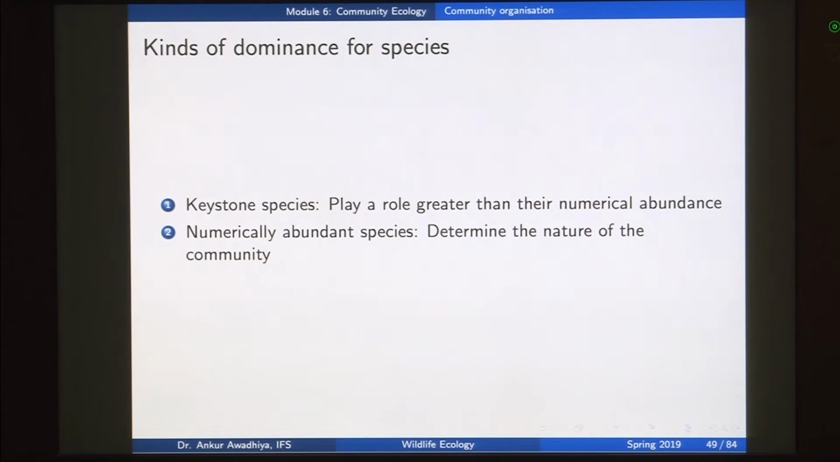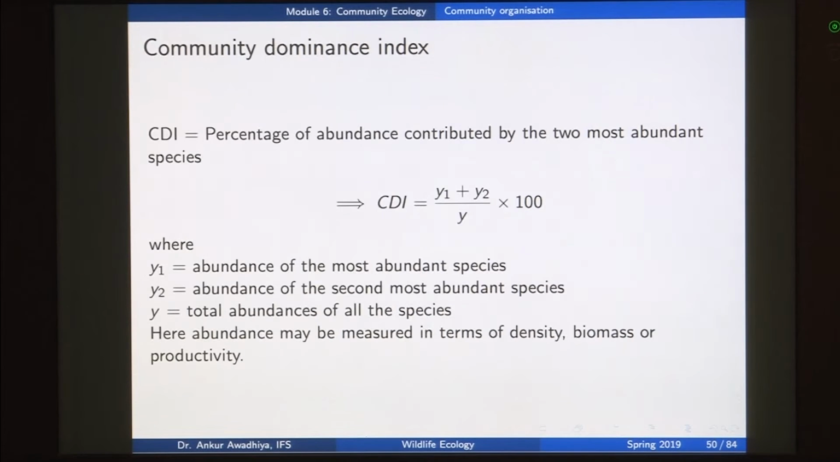And for any community, we can define a term which is known as the community dominance index. Now, the community dominance index is the percentage of abundance that is contributed by the two most abundant species. So, earlier we were talking about the relative abundance of any one species. Now, we are talking about the relative abundance of two species. So, CDI, or the community dominance index, is defined as (y1 + y2) divided by y, multiplied by 100%.